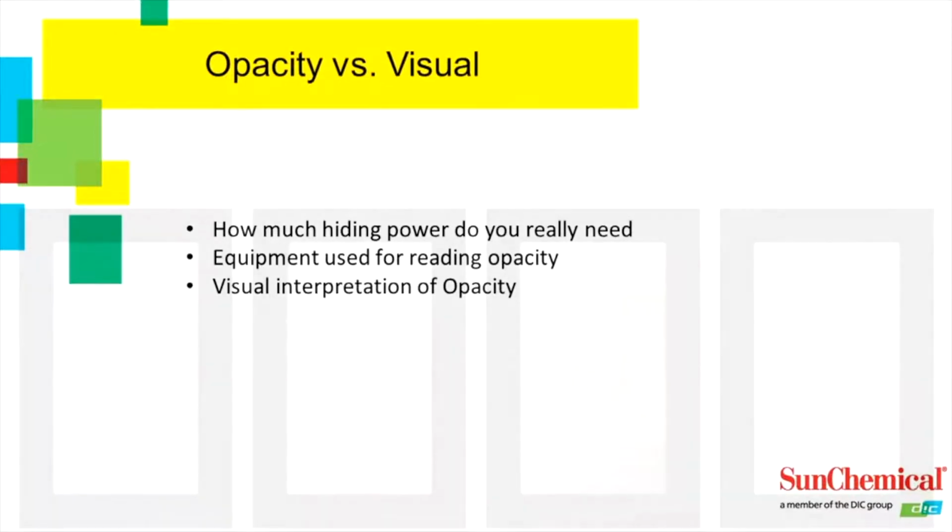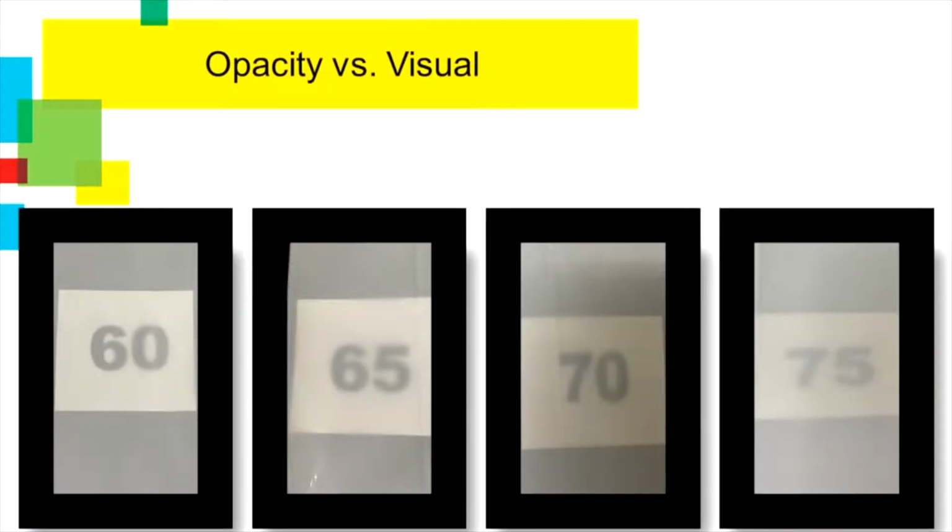look like. In this visualization, we have taken films with different levels of opacity as measured here. You see the difference of 60% opacity all the way up to 75% opacity over a Leneta card. In many cases, you want to have the most opaque product that you need. In some cases, you don't need an opaque product like that.